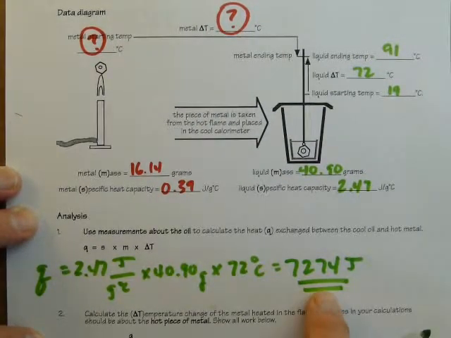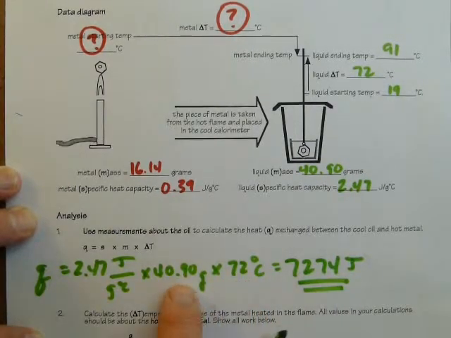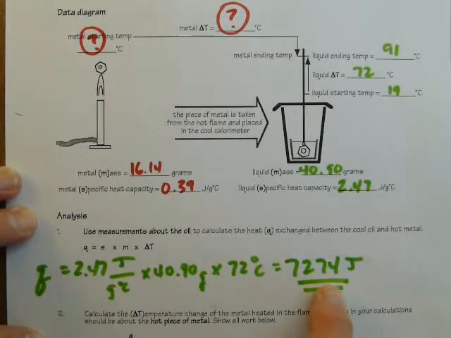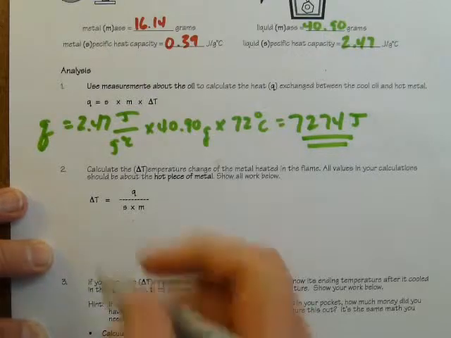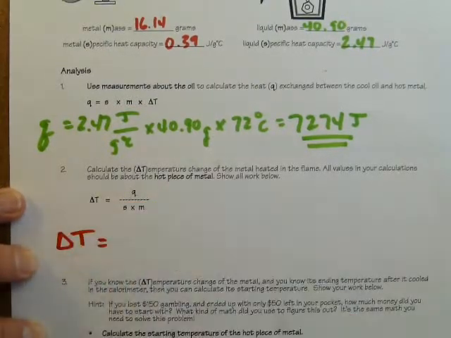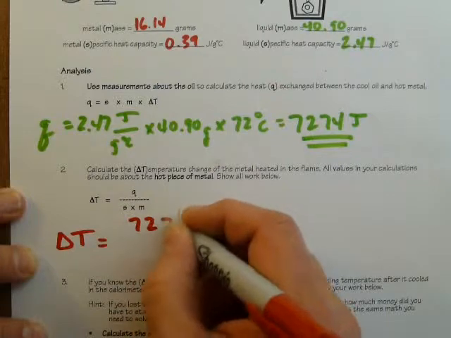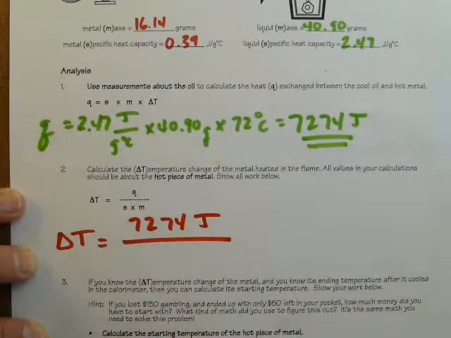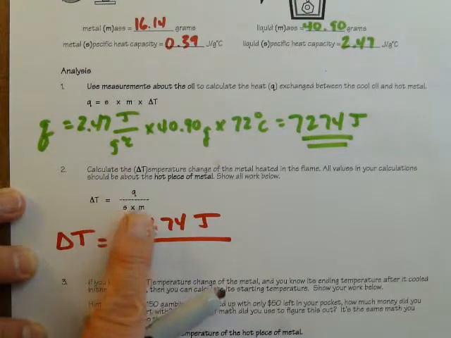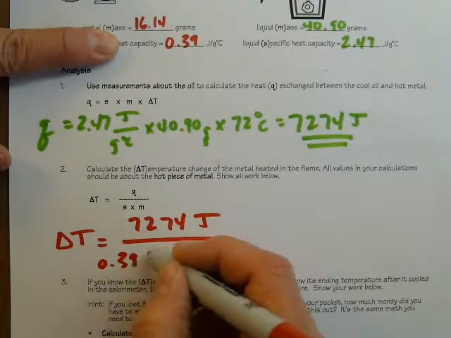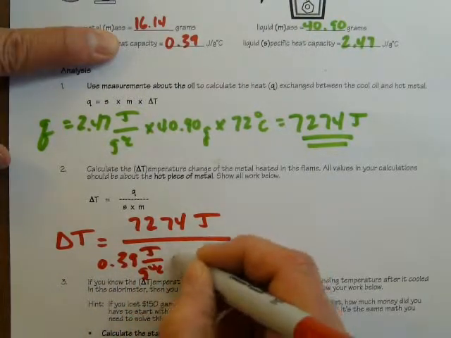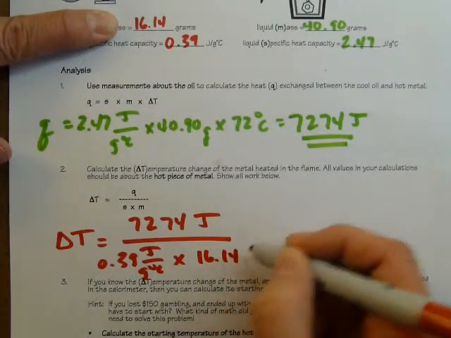The energy that warmed up the mass of oil by this much temperature change was this many joules of heat. So that heat came from the hot piece of metal. We'll use that value when we do our next calculation. The next calculation will calculate the temperature change of the metal as it cooled down. We'll use the heat that was exchanged in the calorimeter, and we'll divide by the specific heat capacity and the mass of the metal. The specific heat capacity, 0.39 joules per gram degree Celsius, and the mass, 16.14.